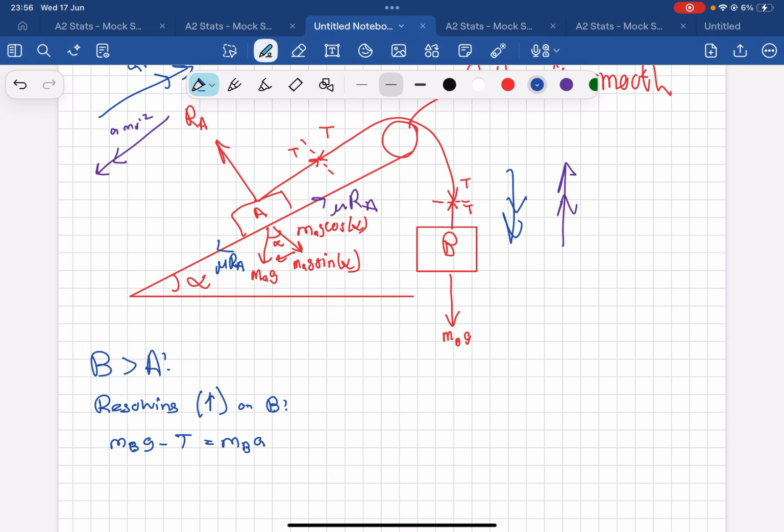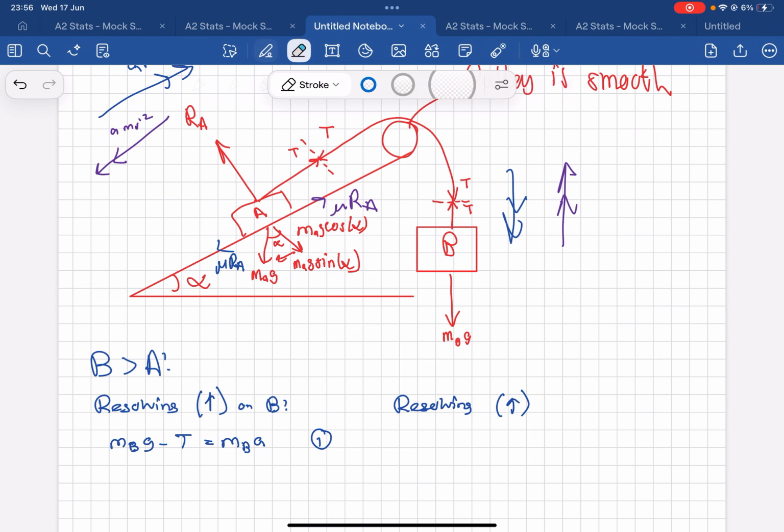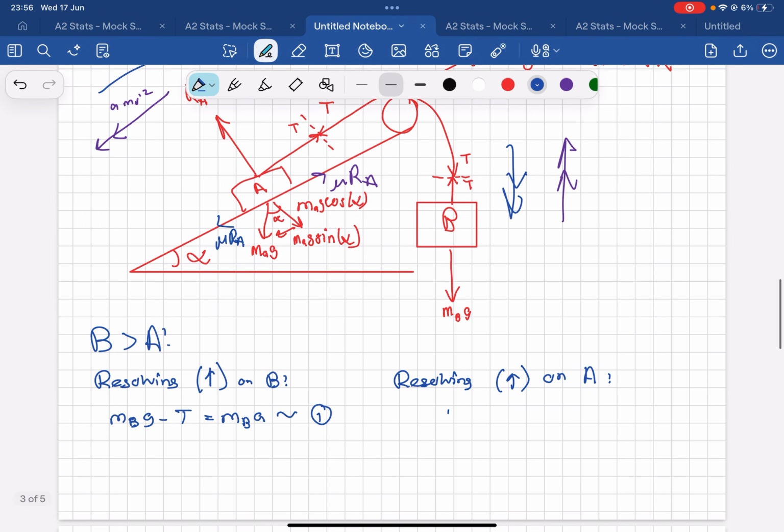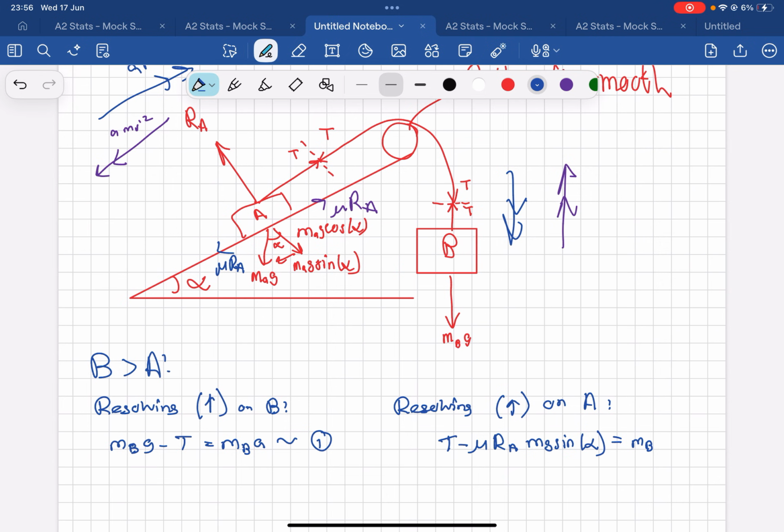Let's label this equation 1. Now, what about on A, resolving again vertically? On A, we've got T minus mu R A minus mg sine alpha equals M A times A. Sorry, that's M A A, not M B A.